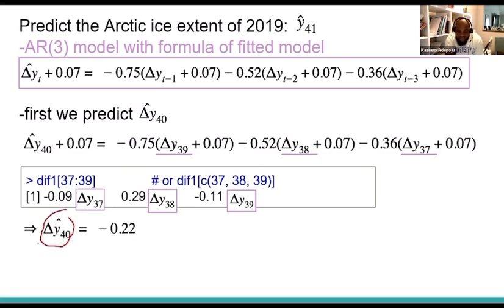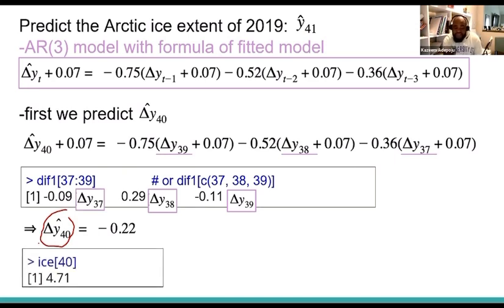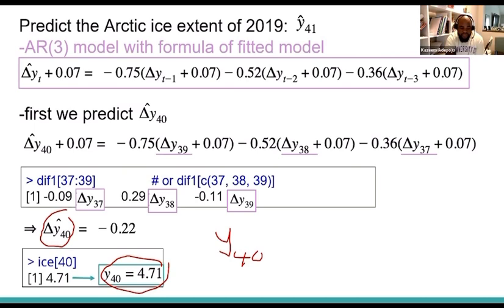When I plug them in, that will enable me to figure this guy out. The next thing now is, in the data that is not differenced, the 40 is going to be 4.71. Then I can get this guy out. Don't forget, Y40 is this guy, then what I want is Y41, right?